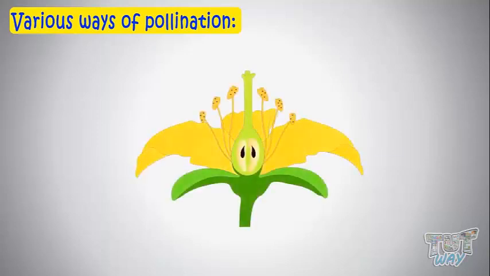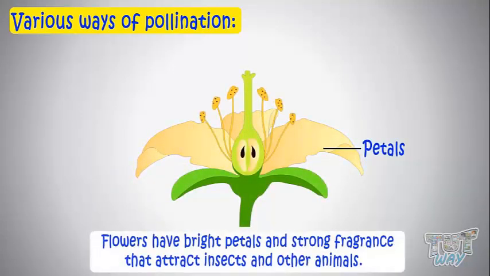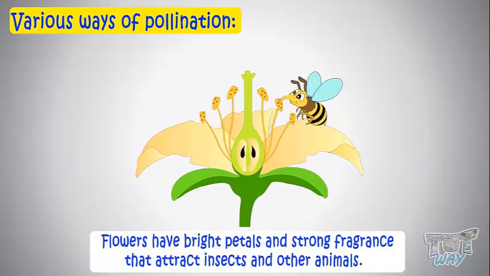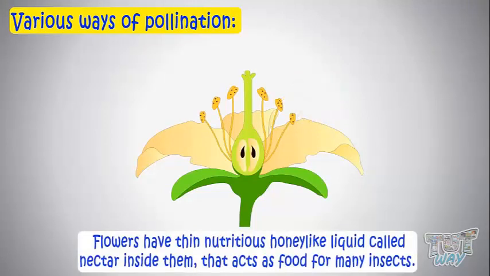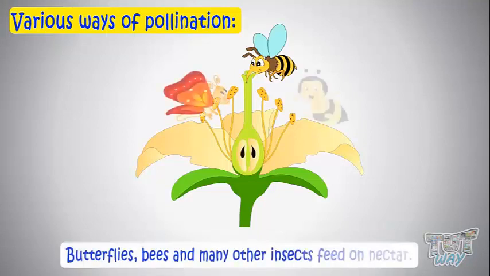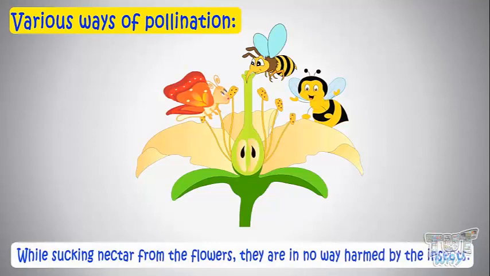Flowers have bright petals and strong fragrance that attract insects and other animals. Also, flowers have thin, nutritious, honey-like liquids called nectar inside of them that acts as food for many insects. Butterflies, bees, and many other insects feed on the nectar. So they visit the flower to suck nectar. While sucking nectar from the flowers, they are in no way harmed by the insects.